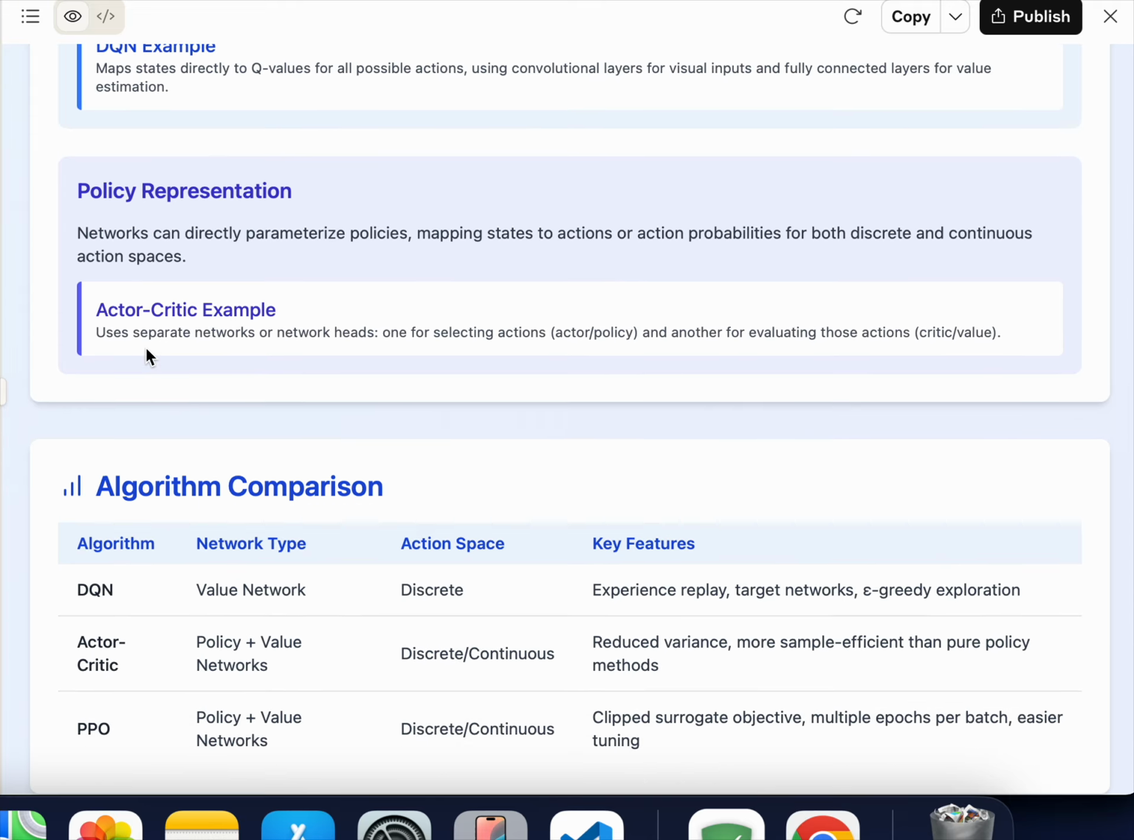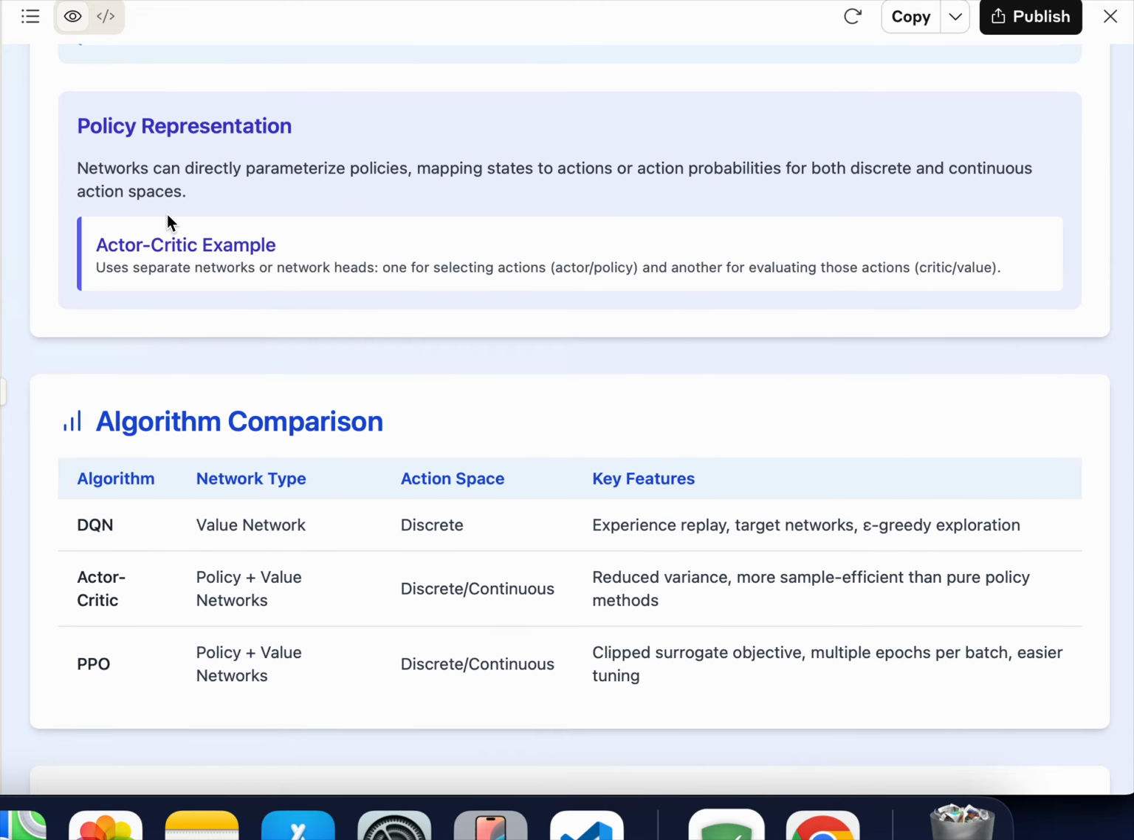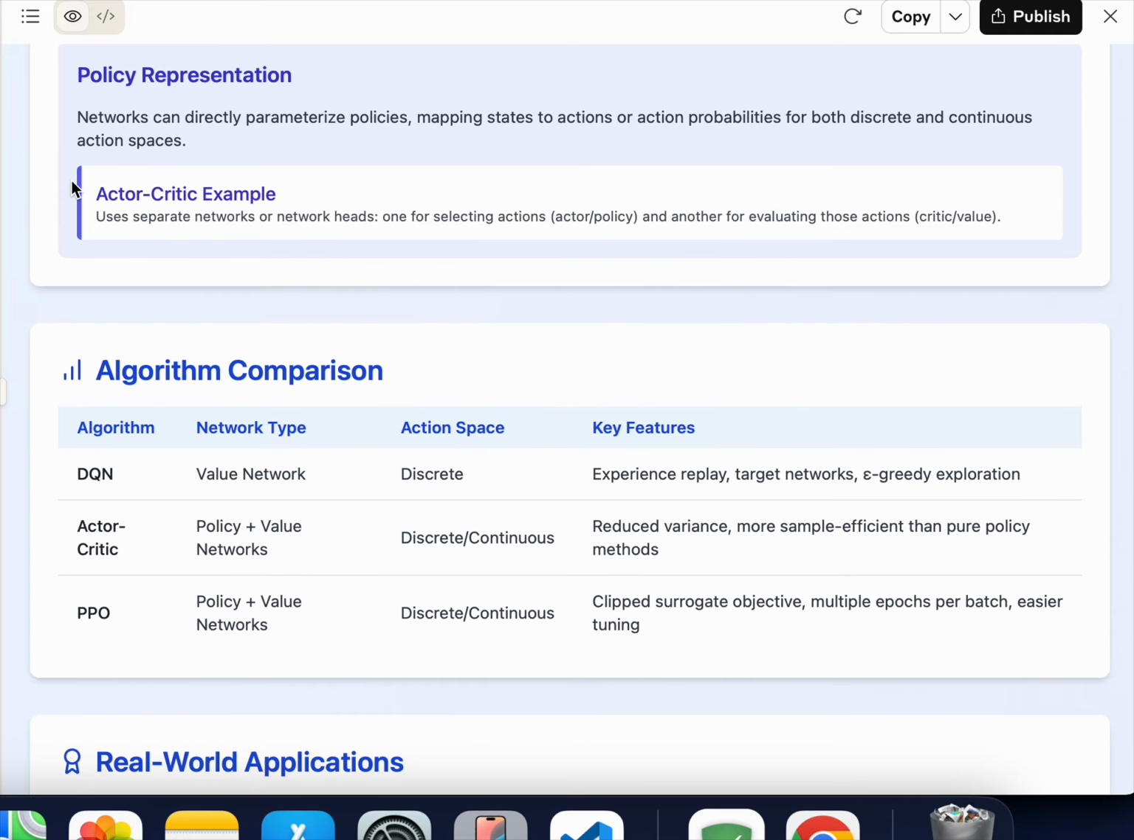Alright, now on to policy representation. Instead of learning how good an action is, the network directly learns what action to take. So we are mapping states to actions or to action probabilities. This is useful especially when you are working with continuous actions or when you want to avoid estimating values altogether.